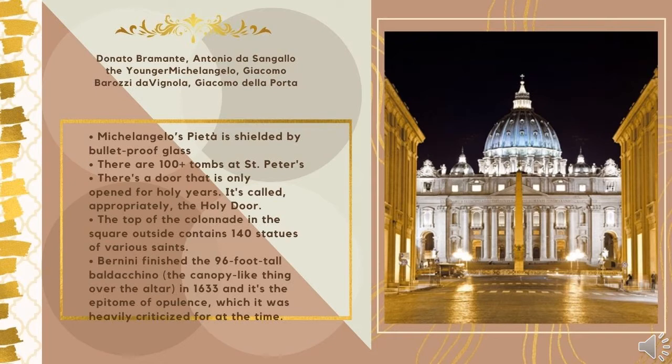Michelangelo's Pieta is shielded by bulletproof glass. There are 100 plus tombs at St. Peter's Cathedral. There's a door that is only open for holy years. It's called the Holy Door. The top of the colonnade in the square outside contains 140 statues of various saints. Bernini finished the 96-foot-tall baldacchino, the canopy-like structure over the altar, in 1633, and it's the epitome of opulence, which it was heavily criticized for at the time.